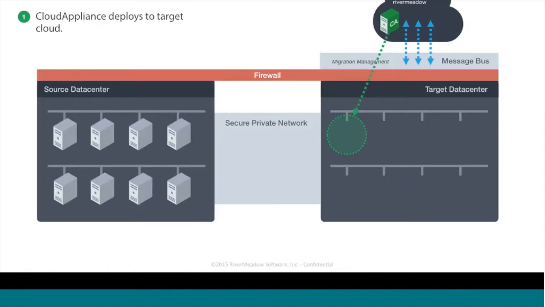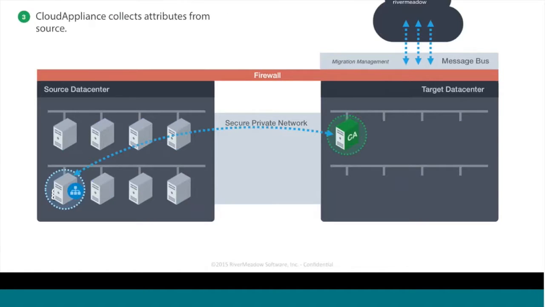So how it works is we have a software as a service. We set up a cloud environment. We drop down what we refer to as a cloud appliance. That cloud appliance goes into the target data center. It will reach over, and it gets a few points of information from the service. And once it gets that, it knows what servers or workloads it's looking for in the source environment. It'll reach over.